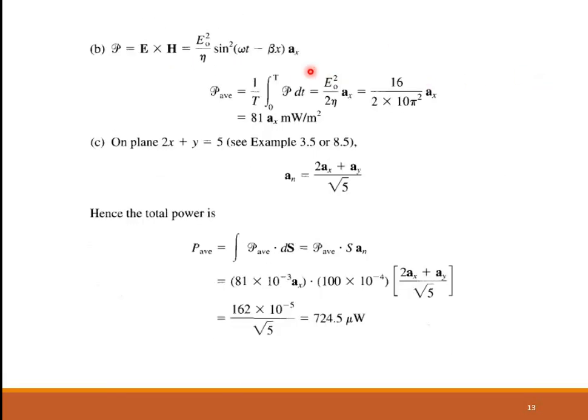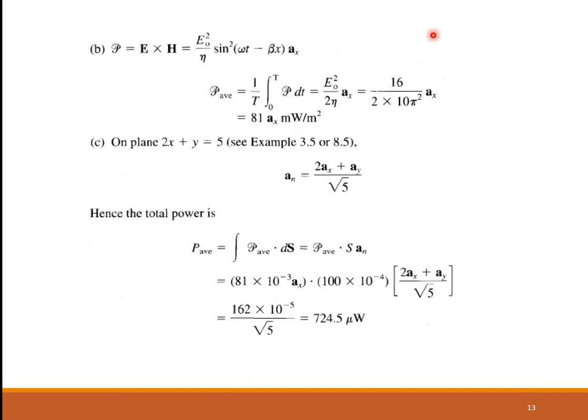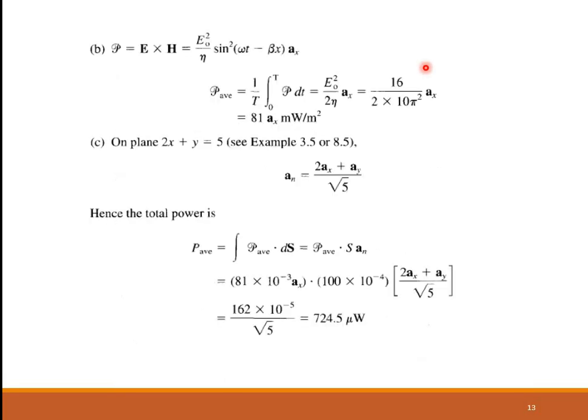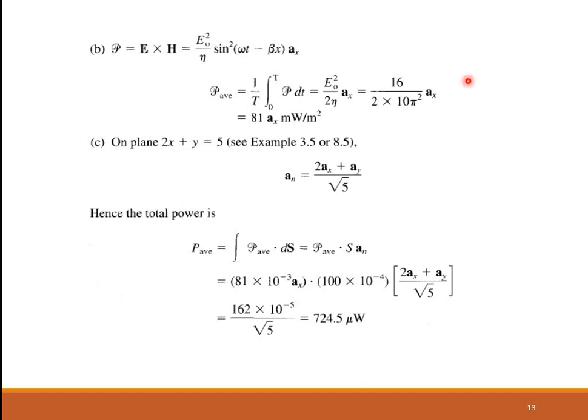See how you get this expression: how do you do E cross H? You write down AX, AY, AZ as the first row. Then your E has only a Z component, so it will be 0, 0, and in place of EZ, you write E0 sine omega t minus beta x. Since E is in the Z direction and the wave propagation is in the X direction, H should be in the Y direction. So in the last row, it will be 0 and 0 for X and Z, and then the H term.